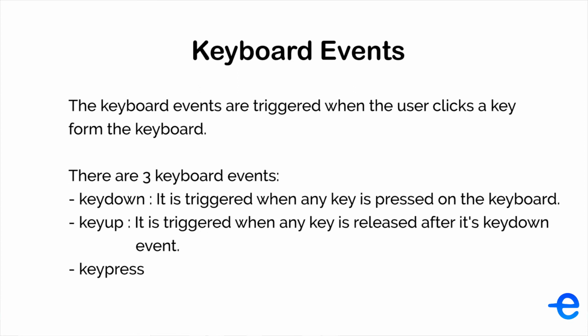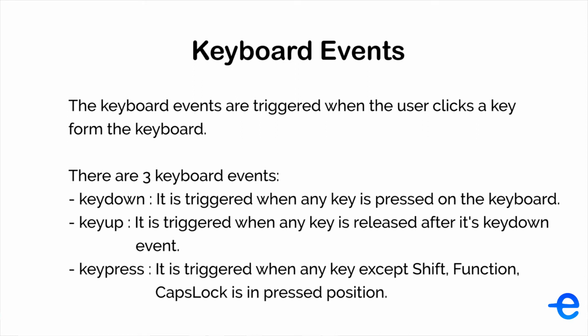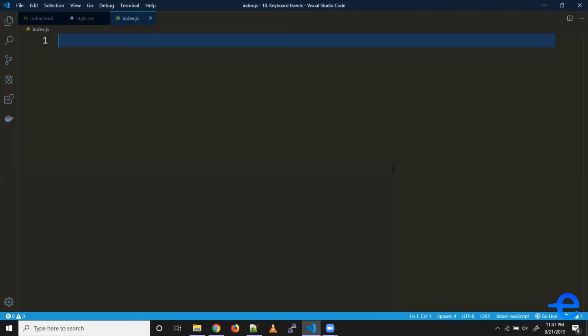And whenever any key is released after the key down event, the key up event is triggered, and the key press event is triggered when any key other than shift, function, or caps lock is pressed. Let's try these to understand them better. Let's say when someone clicks the enter key, just print a message in the console that a key was clicked.